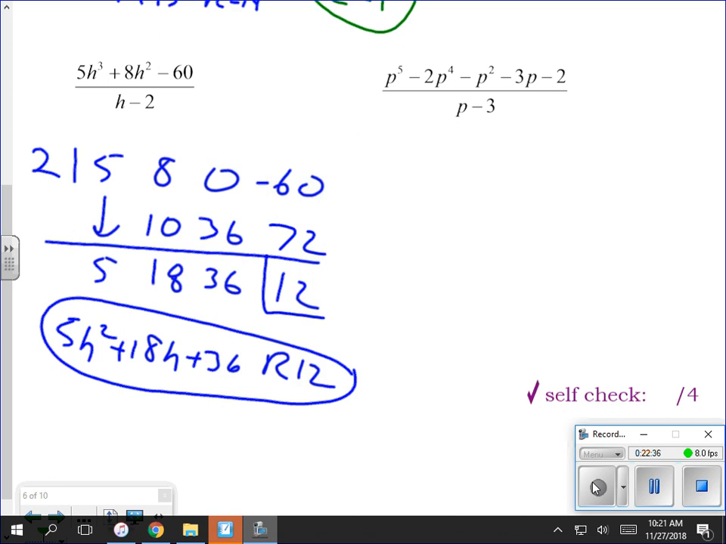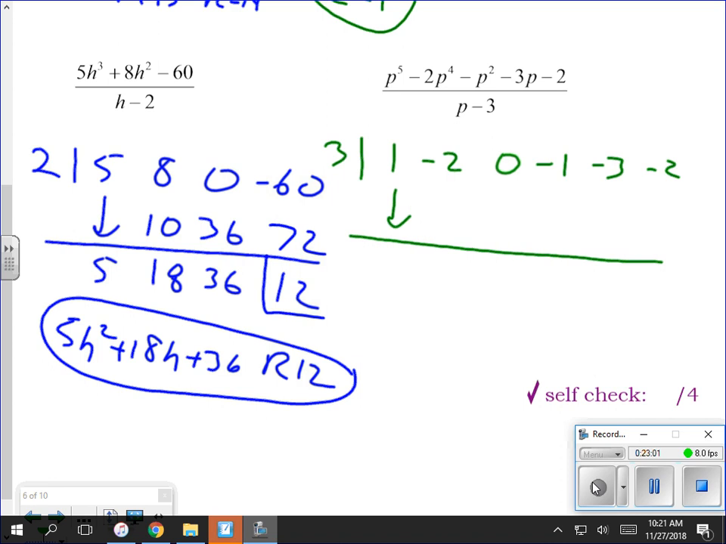Second one, I want to check. See, I have 5, 4. Nope, I don't have 3. 5, 4, 0, 3, 2, 1, 0. So I have to have a 0 in there for p cubed. So I start out with a 3 and have 1, minus 2, 0, minus 1, minus 3, minus 2. It's actually not too bad.